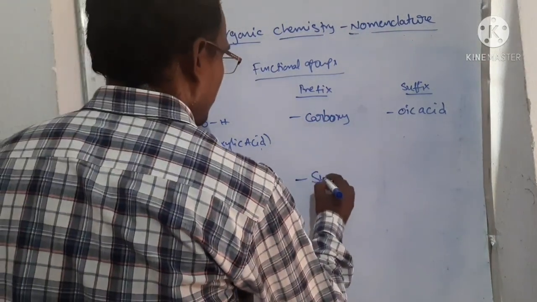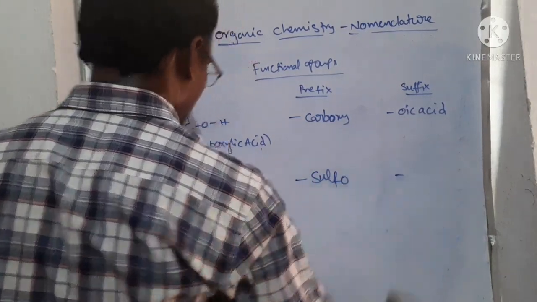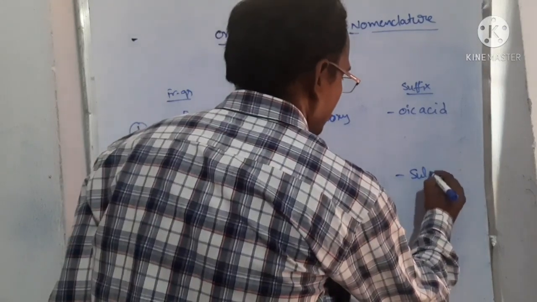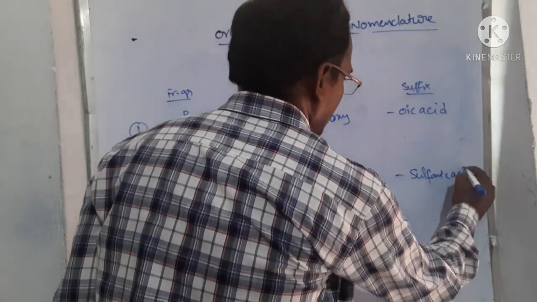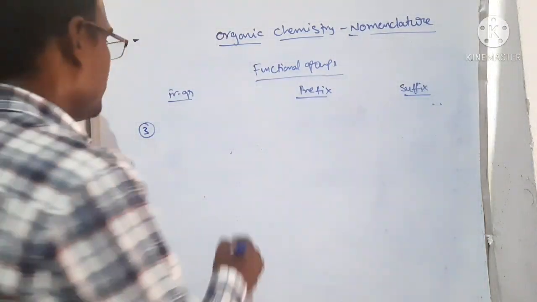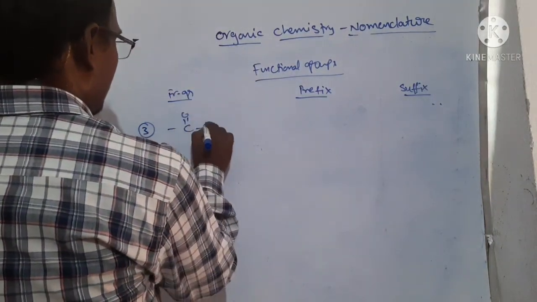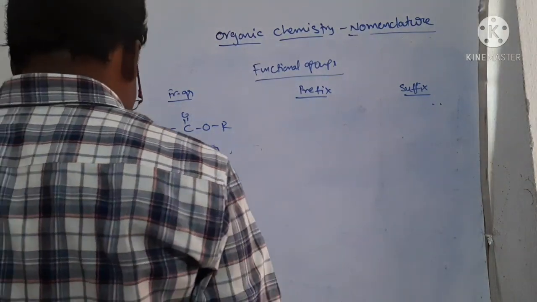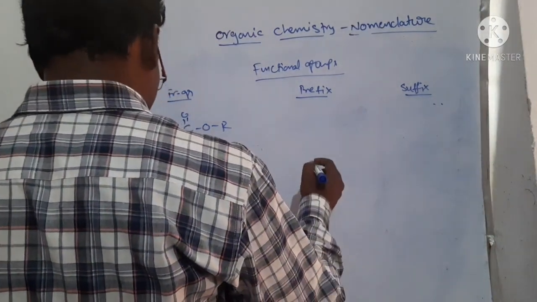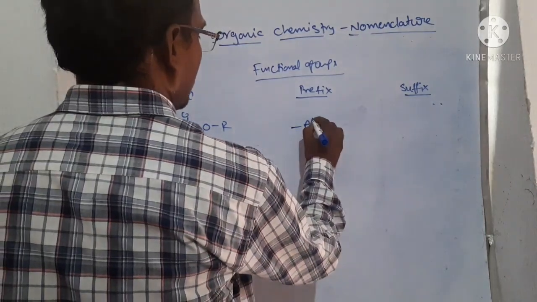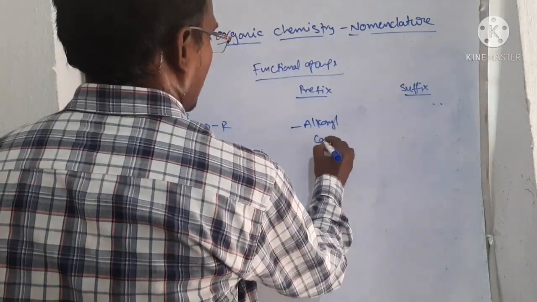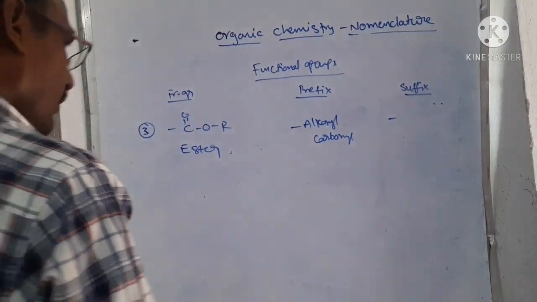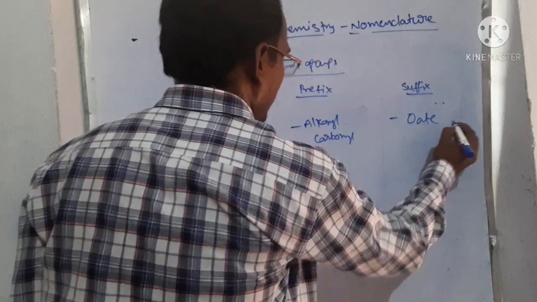The prefix is sulfo. The suffix is sulfonic acid. Third priority group, COOR or COR. This is called an ester. Its prefix is alkoxycarbonyl. Suffix is -oate.